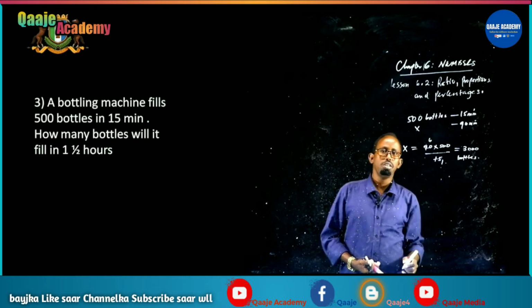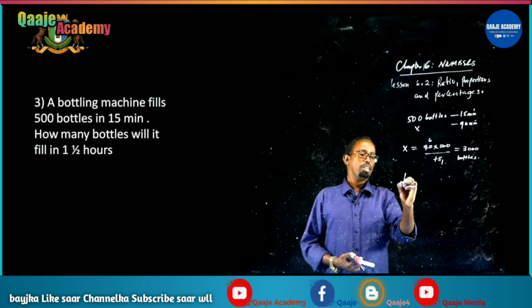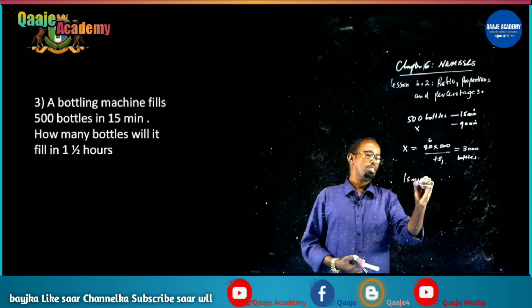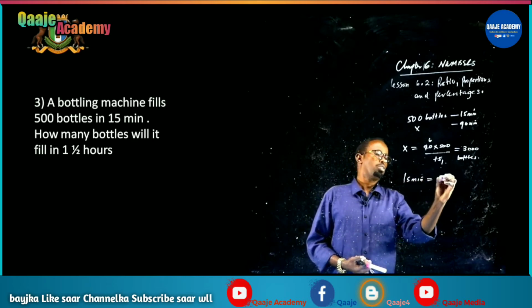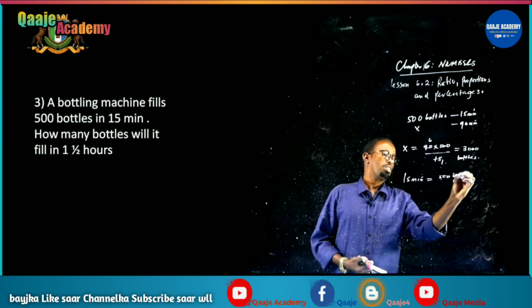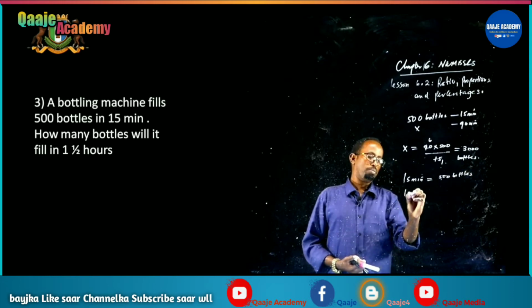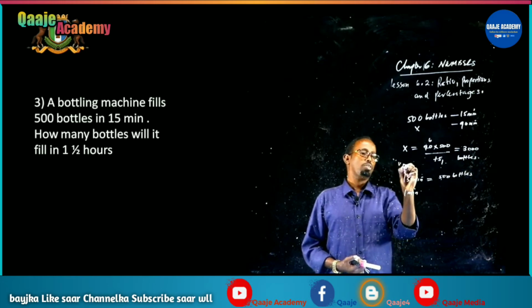You can use the unitary method. You say 15 minutes is equal to 500 bottles. In 1 minute, this is known as the unitary method.